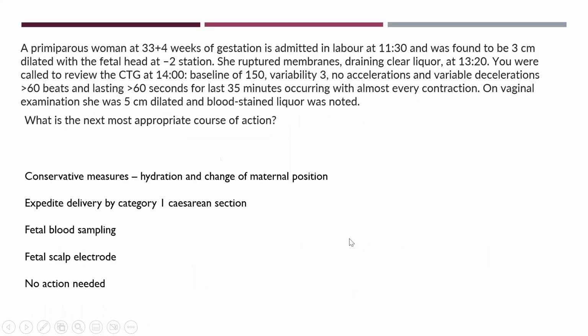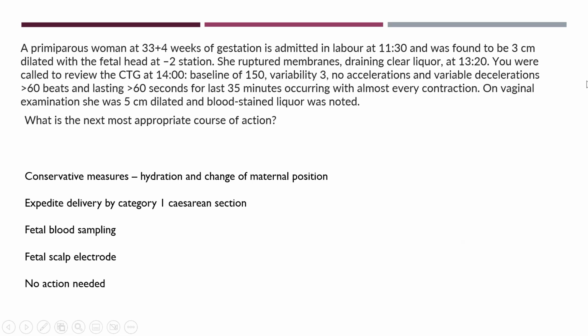So in this situation, this CTG is actually pathological. Why? Because the variable deceleration with concerning characteristics and reduced variability persists for more than 30 minutes. It is lasting for 35 minutes and coming with almost every contraction. That indicates the CTG is pathological. Vaginal examination shows 5 centimeters dilated with blood stained liquor. Blood stained liquor can indicate an abruption, and your CTG is pathological, so you have to expedite the delivery by category 1 cesarean section.